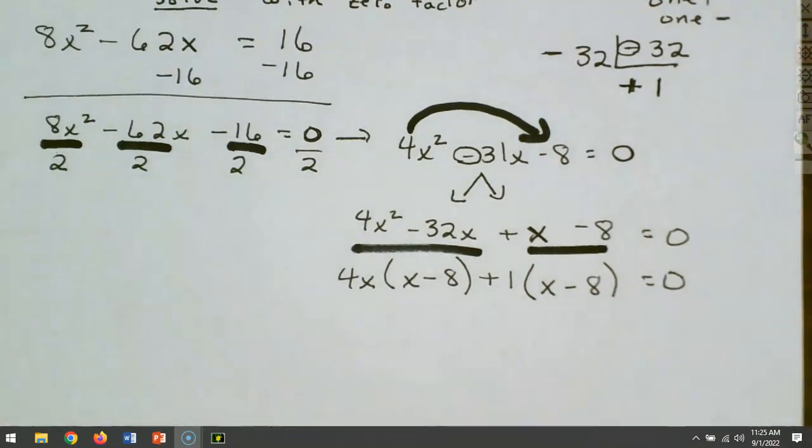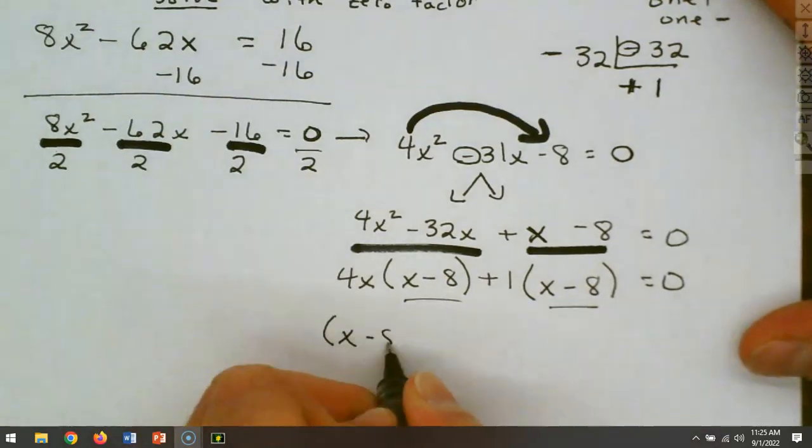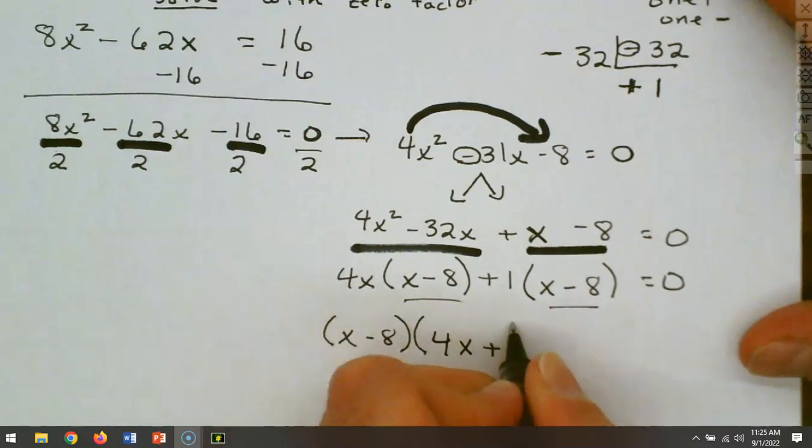How do we know we're doing it correctly? Well, those parentheses had better match up. If they are different, if this would have been a minus 8 and this one was a minus 2, you made a mistake. So always check those parentheses. They better be the same. If they are the same, then these can come out in front. So an x minus 8 comes out. And what's left over? 4x plus 1.